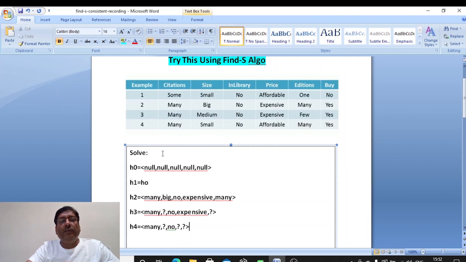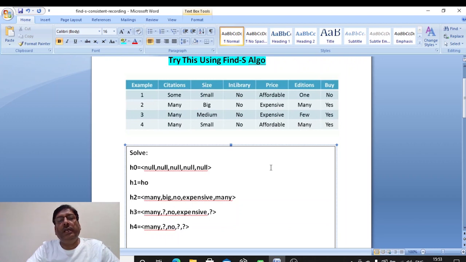So that means when you try to solve this with the help of the FindS algorithm, you get the most specific hypothesis as H4 equals many, question mark, no, question mark, question mark. So this is considered to be the maximally specific hypothesis. In this way, you can solve n number of problems with the help of this algorithm called the FindS algorithm.